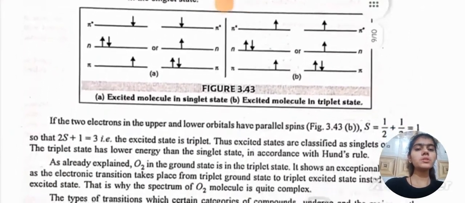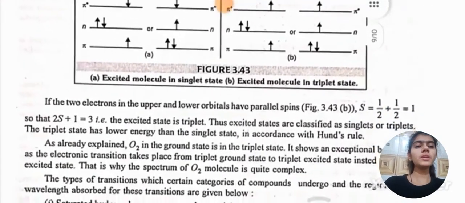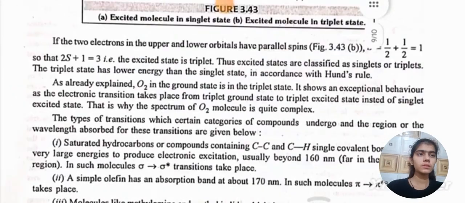If the two electrons in the upper and lower orbital have parallel spins, S is equal to half plus half, that is equal to 1. So that 2S plus 1 is equal to 3. That is, the excited state is triplet. Thus, excited states are classified as singlets or triplets. The triplet state has lower energy than the singlet state in accordance with Hund's rule.